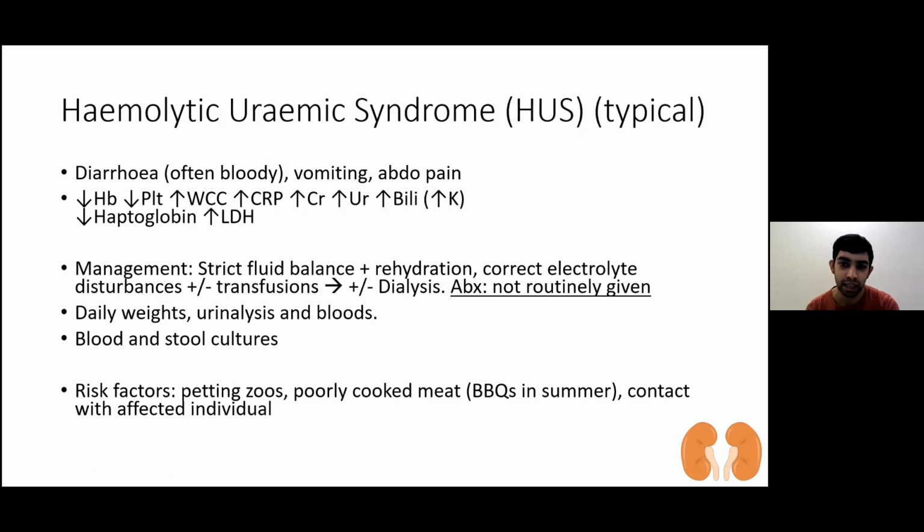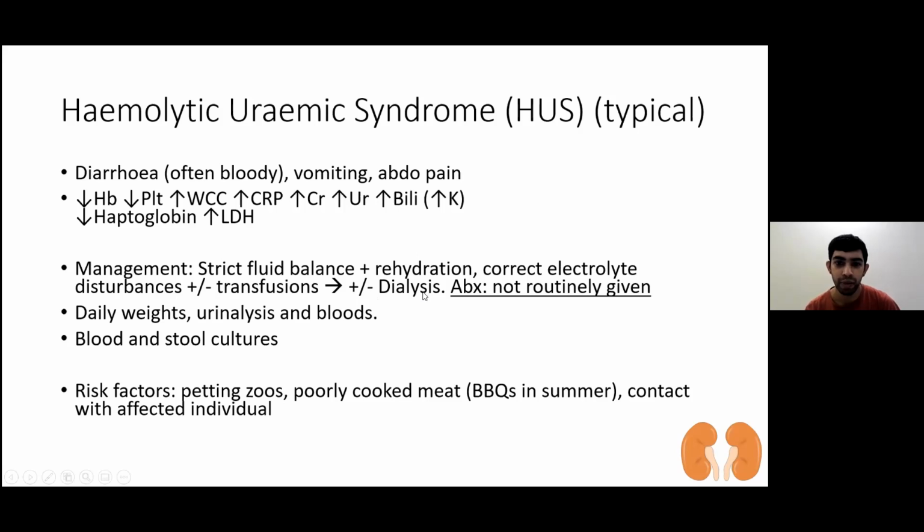Now, the key thing to cement here is that the management is essentially supportive. You give lots of fluids and you monitor their fluids very carefully, and you need to correct any electrolyte disturbances. If they become profoundly anemic, you want to give them blood transfusions, okay? And in severe disease, they might end up getting dialysis.